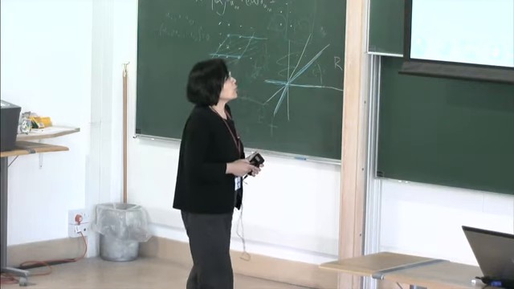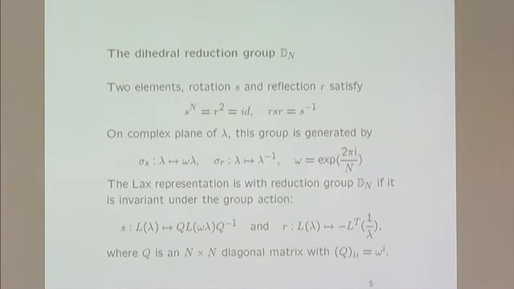So that group will be inherited by our Lax operator, and on the Lax operator you need to have the transformation. The rotation is the same, and the reflection is the transpose operation, and Q is a diagonal matrix, and on the diagonal at the i-th place is the power of omega, where omega is a primitive nth root of unity.